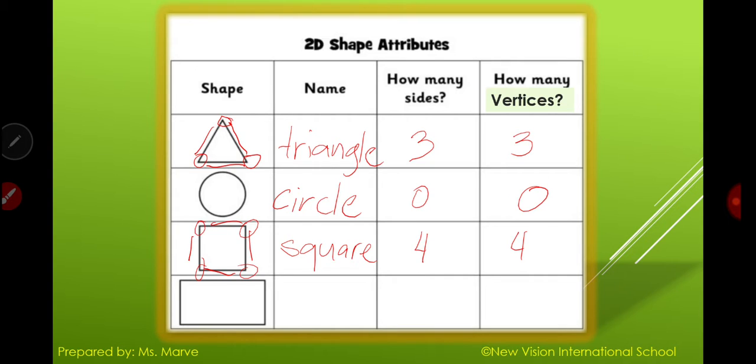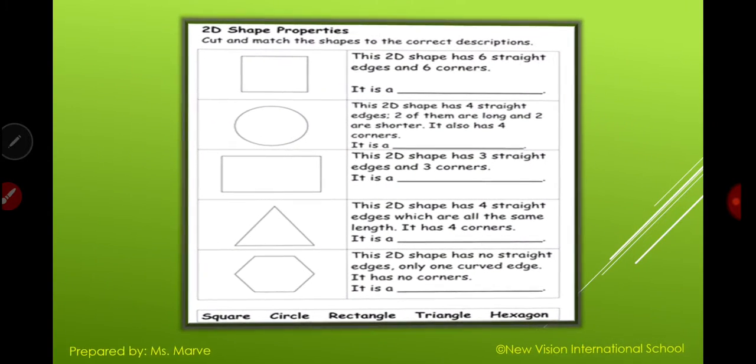Now can you tell me how many sides and how many vertices the shape here has? And can you name the shape? I'll give you some seconds for that. Very good. It's a rectangle. It has 4 sides and 4 vertices. Rectangle. Okay, great. So let's move on.